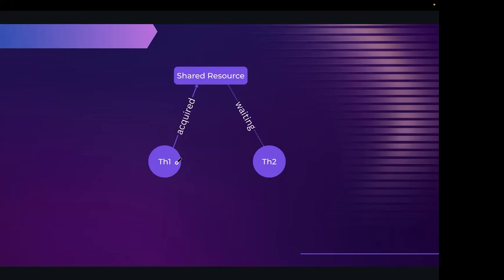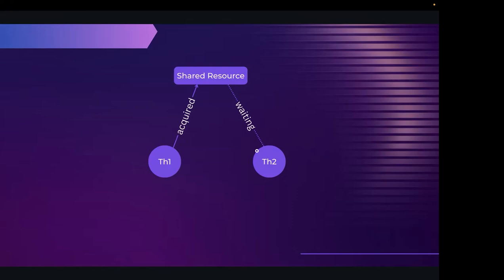In this case, thread 1 acquired the lock on the shared resource, and thread 2 is waiting for that resource. Now let's say thread 1 gets suspended. In that case, it did not release the lock on the shared resource, and so thread 2 will always be waiting for that resource, right? So this is a deadlock situation.